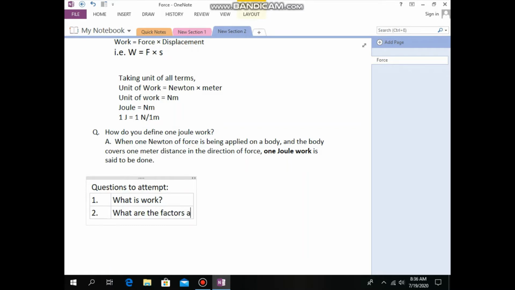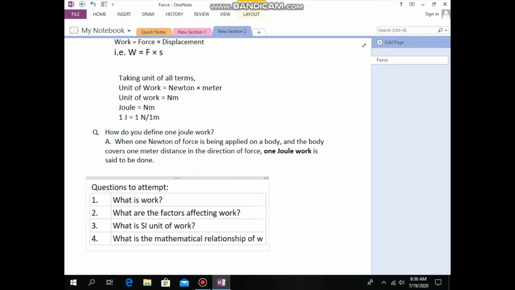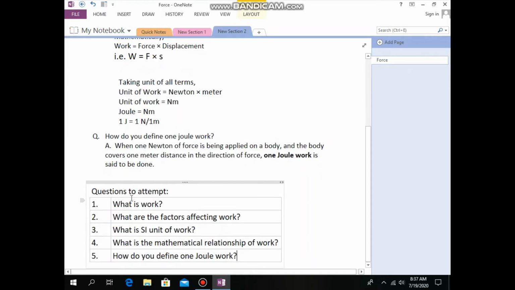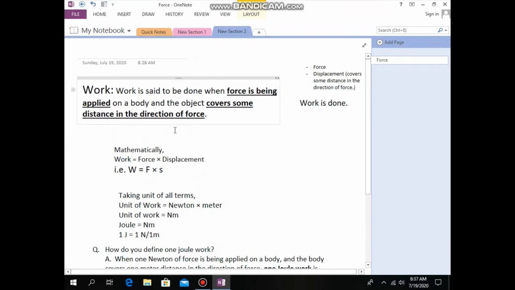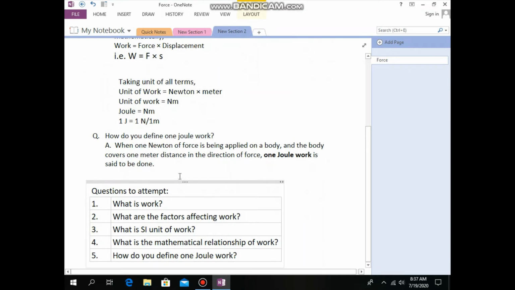Number 2, what is the SI unit of work? Number 4, what is the mathematical relationship of work? And number 5, how do you define joule of work? These 5 questions are related to the first segment, work. Now pause the screen, take the questions and take notes if you need any. We're going to the next session.